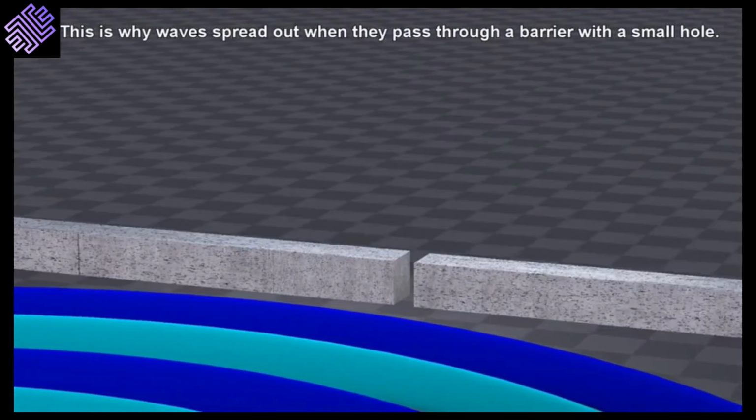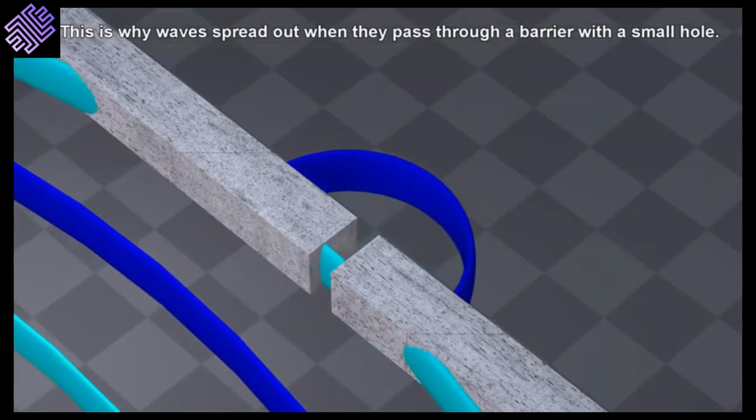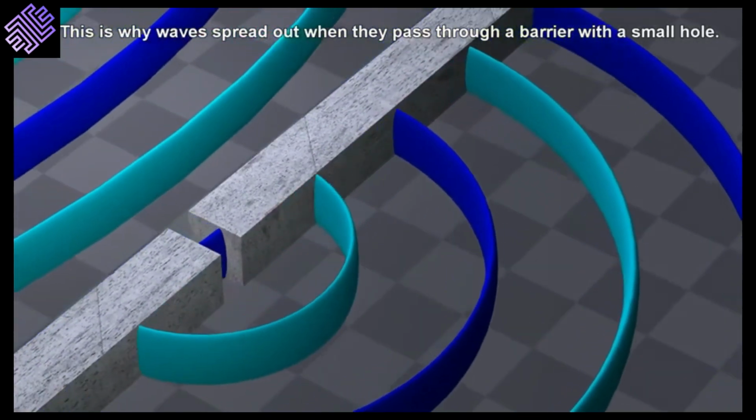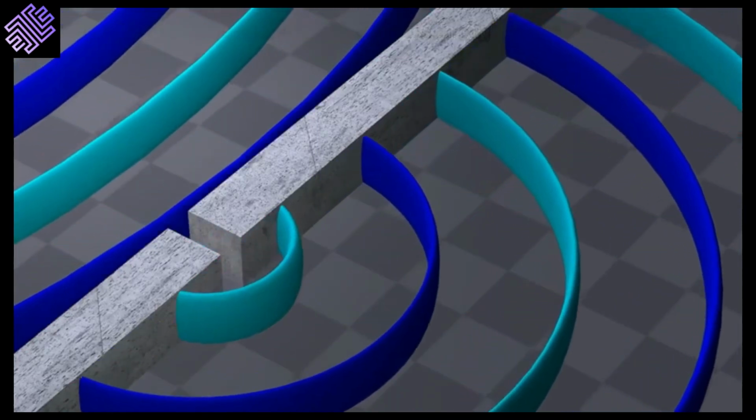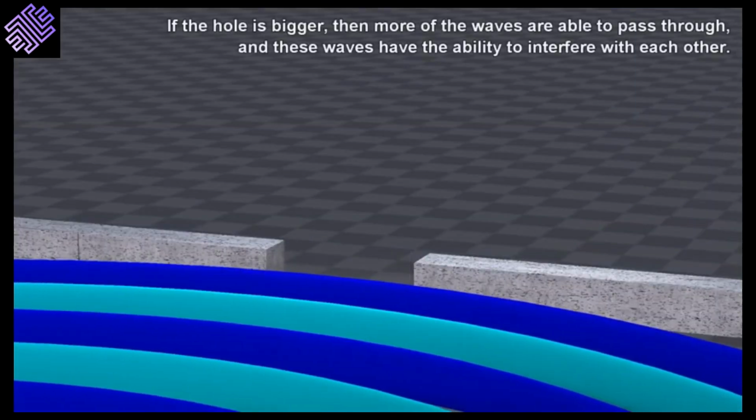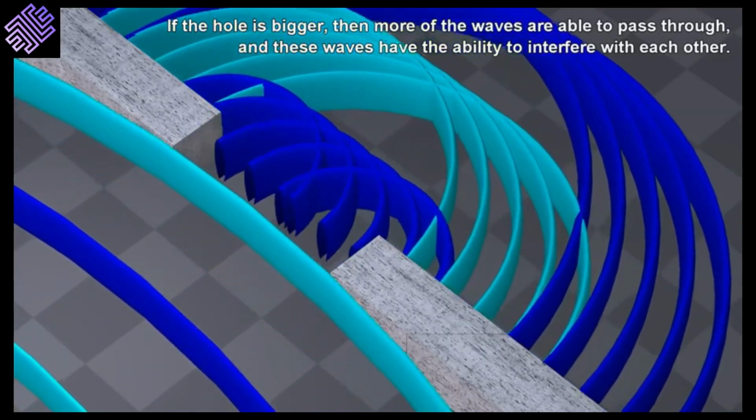When waves come across a barrier with a small opening, they spread outwards, as you can see. This phenomenon is known as diffraction and will be considered in more depth in your advanced level studies. If the size of the opening is increased, more of the waves can pass through, and these waves have the ability to interfere with each other.